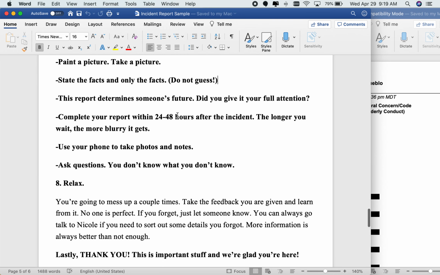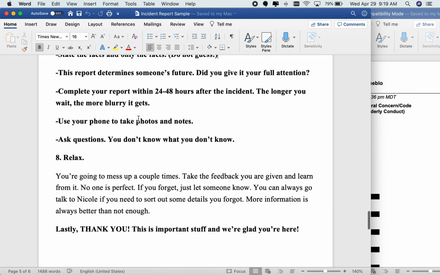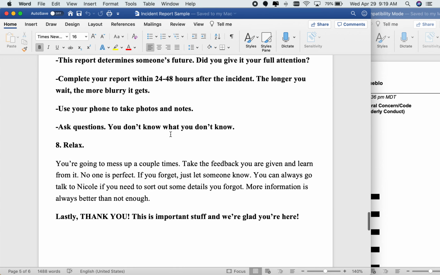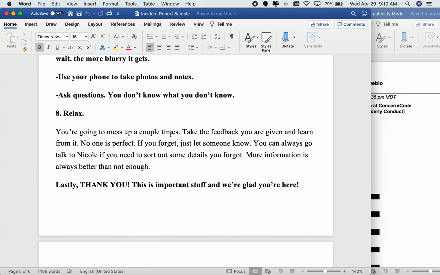Be sure and complete your report 24 hours after the incident. The longer you wait, the more you start to lose information. Use your phone to take photos and notes. Ask questions. Remember to ask us if you're not sure. Put more in the report than less. If you're like, I'm not sure if I should say this or not, put it in there.